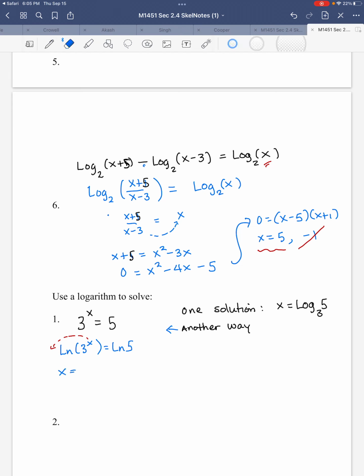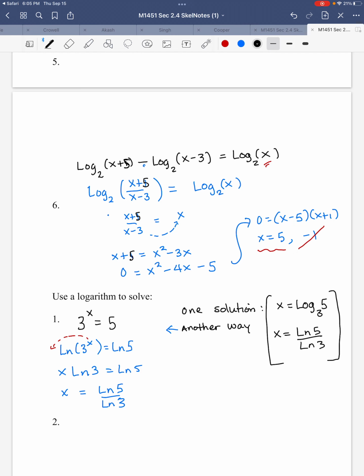And now we have this equation, x times the natural log of 3 is equal to the natural log of 5. Both the log of 3 and the log of 5 are numbers we can get on our calculator. They're irrational numbers. So I can just divide by the natural log of 3 and write my solution like this. So let's take a look at them side by side. The other solution, x, is the natural log of 5 over the natural log of 3. These two numbers are equal to each other.